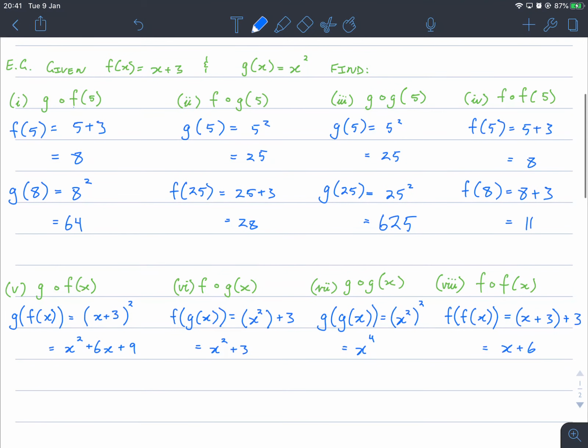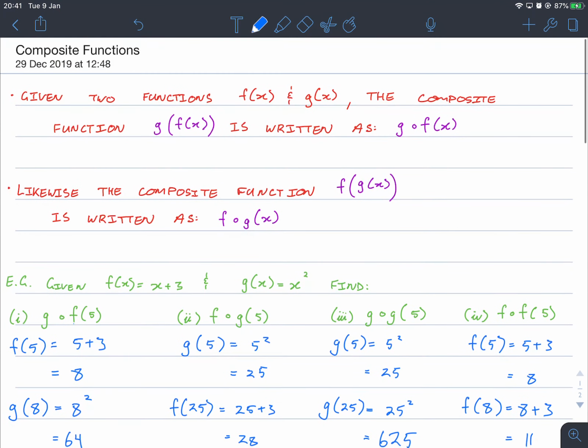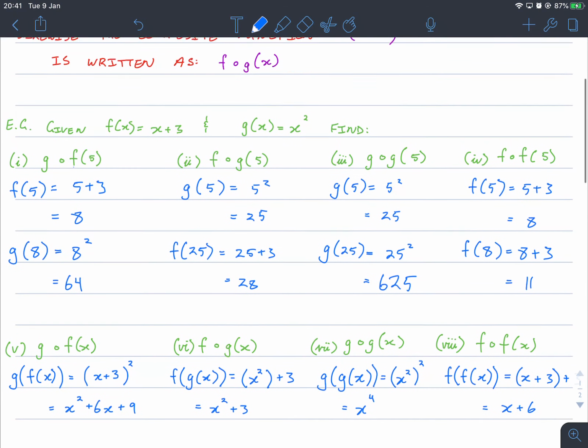So I hope that gave you an insight into composite functions. And now be aware that we could, in fact, substitute 3 different functions or even 4 different functions. But the principle remains the same.